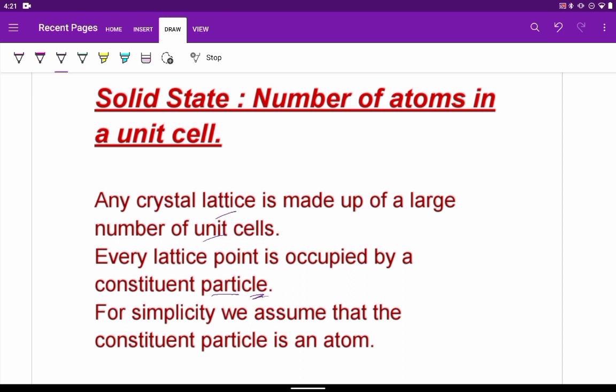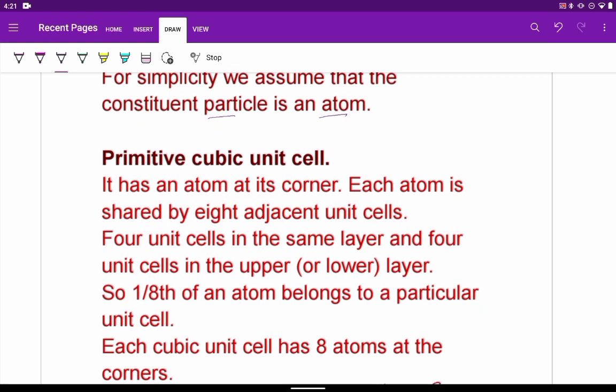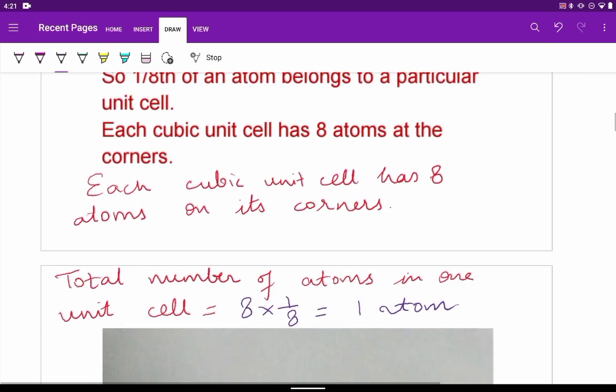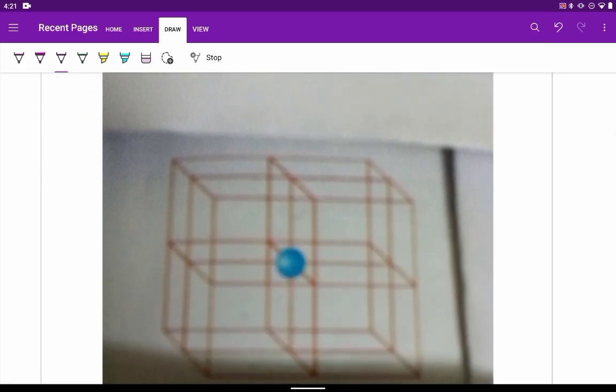Now here, since we are calculating the number of atoms in a unit cell, for simplicity we will take that the constituent particle is an atom. So now let us proceed. Now in a primitive cubic unit cell, there is an atom at the corner. Okay, there is an atom at the corner. You can see in this diagram, this blue colored, there is an atom at the corner.